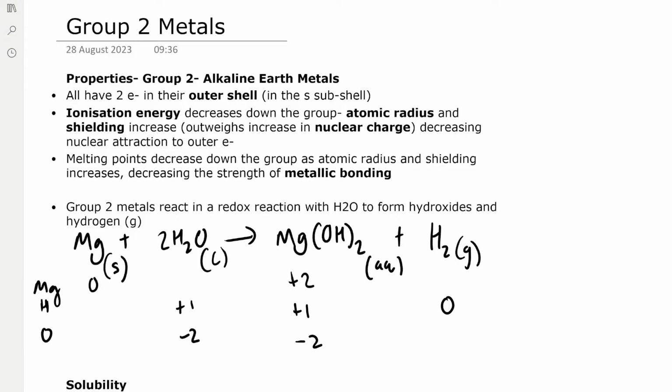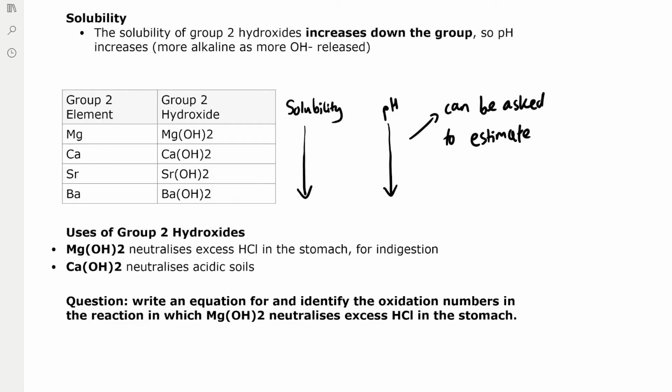Group 2 metals react in a redox reaction with water to form hydroxides and hydrogen. So for example, in this equation, magnesium reacts with 2 molecules of water to form magnesium hydroxide, Mg(OH)2, and hydrogen gas. And you can see from the oxidation numbers that magnesium goes from 0 to +2, and hydrogen goes from +1 to 0. So this is a redox reaction because both reduction, of the hydrogen, and oxidation of the magnesium take place. The solubility of group 2 hydroxides increases down the group.